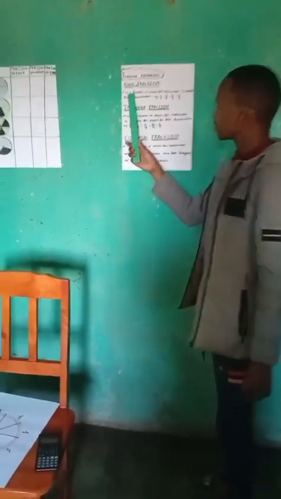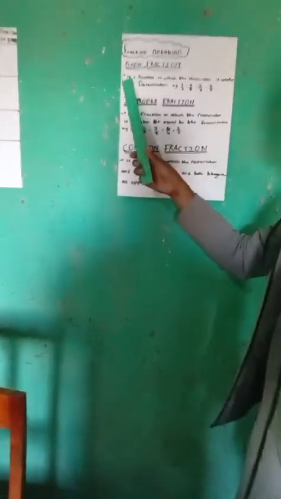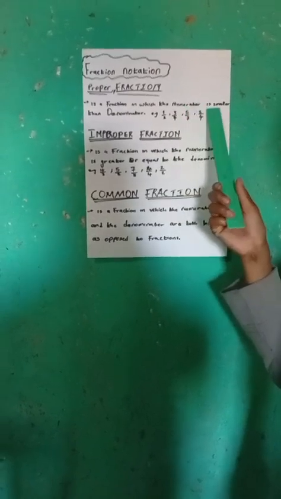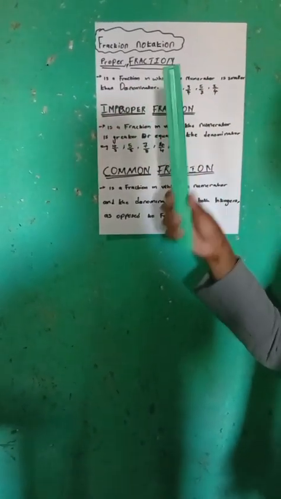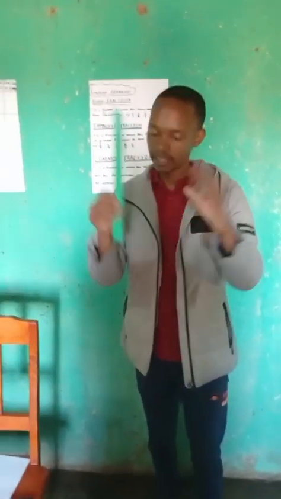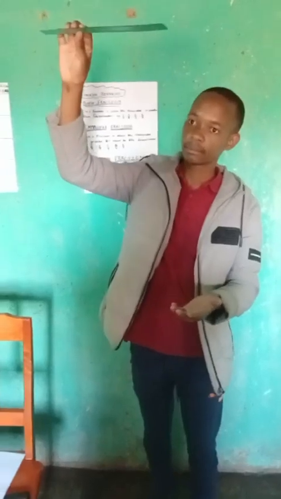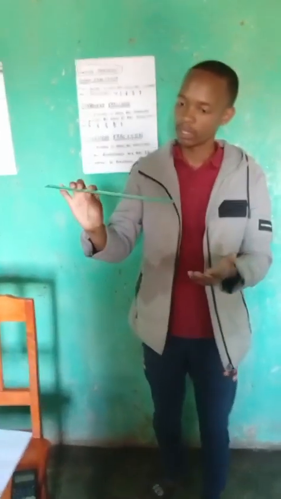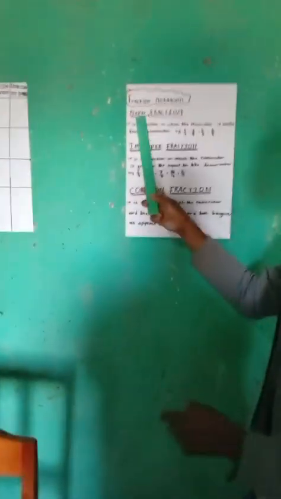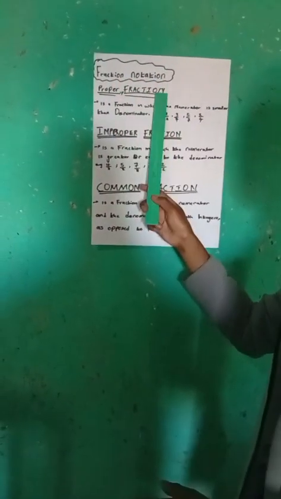So let's define a proper fraction. A proper fraction is a fraction in which the numerator is smaller than the denominator. So if you see a fraction in which the numerator is smaller than the denominator, we call it a proper fraction.